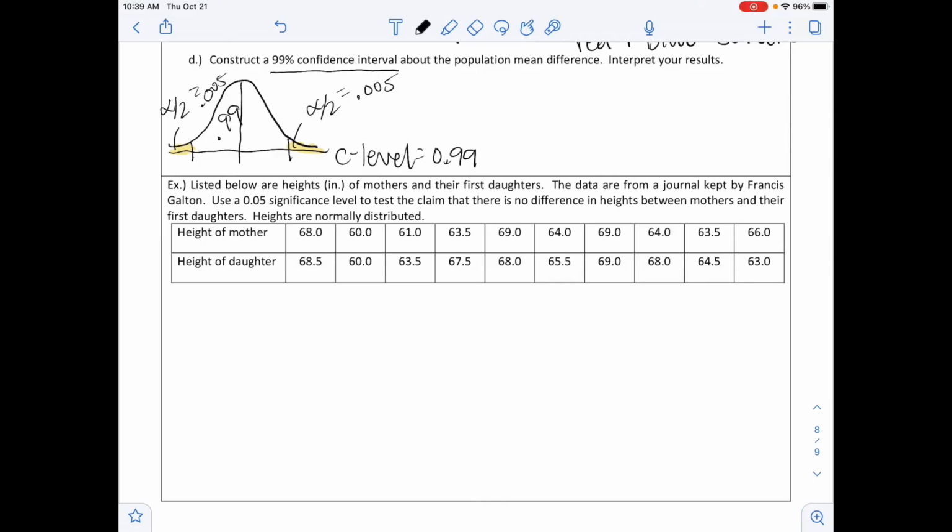So from the calculator, we get an interval with a lower bound of negative 0.3789 and an upper bound of 0.1929. And so again, to test using the confidence interval approach, we look to see if 0 is in the interval or if it's not in the interval. Since our lower bound is negative, our upper bound is positive. That means that 0 is in the interval.